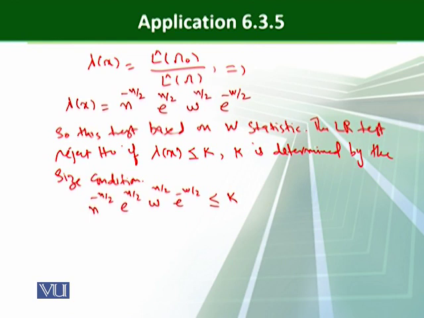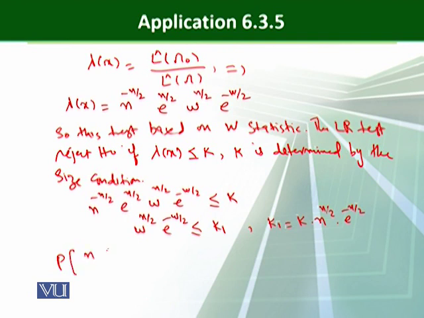Further, if we merge the constants into k, we will find that W raised to power n by 2 e raised to power minus W by 2 is less than or equal to, let's say, k1, where k1 is equal to k into n raised to power n over 2 into e raised to power minus n by 2. So next our task is to find k on the basis of the size condition.